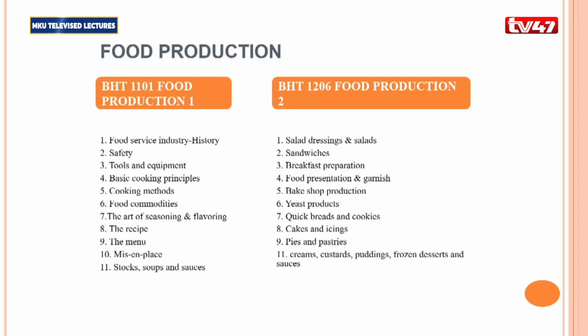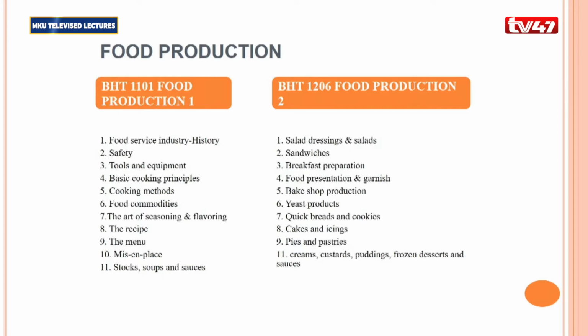Then we look at food presentation and garnish. How are we supposed to present our food, and how do we garnish our food? We'll be looking at that. Then we look at the bake shop production, and here we'll be able to understand some of the ingredients that we use when we are baking our products like cakes, like bread, etc. Then we look at the yeast products. There are those products that are made with yeast, especially bread or bread rolls. We'll be looking at that too.